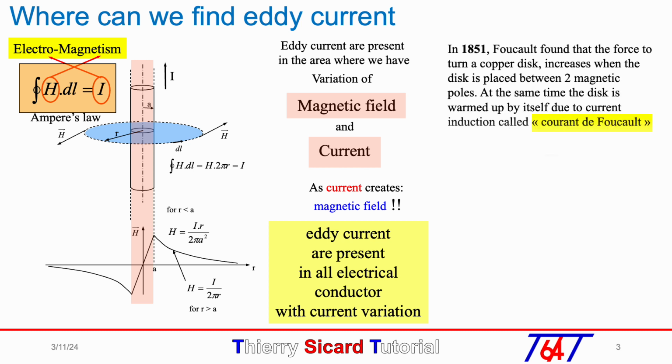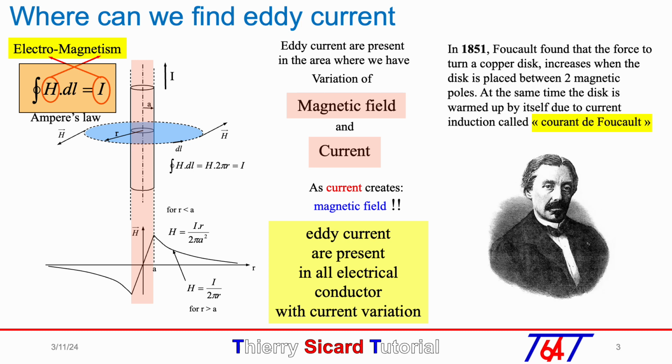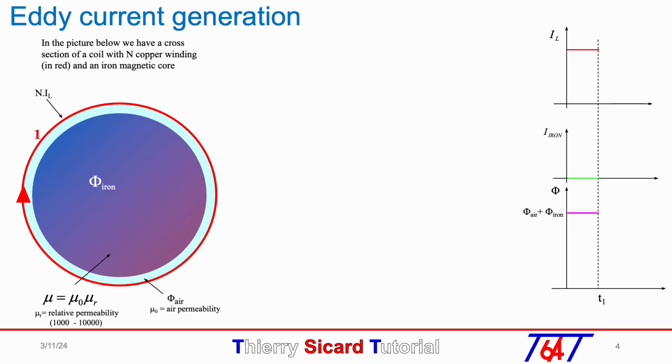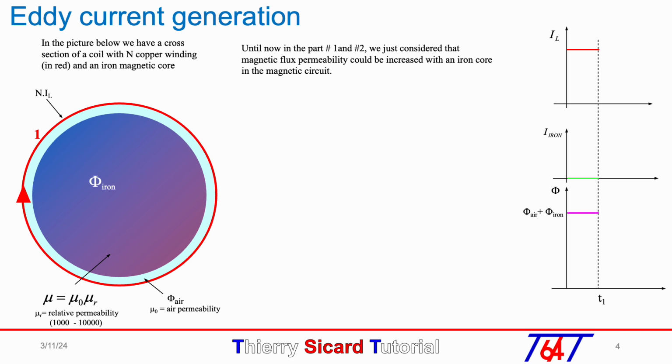In 1851, Foucault found that the force to turn a copper disc increases when the disc is placed between two magnetic poles. At the same time, the disc is warmed up by itself due to current induction, called in French courant de Foucault. Here we have an inductor with N copper windings around a magnetic circuit made with iron. Up to now, in part number 1 and number 2, we considered that magnetic flux permeability could be increased with an iron core to concentrate the magnetic flux.